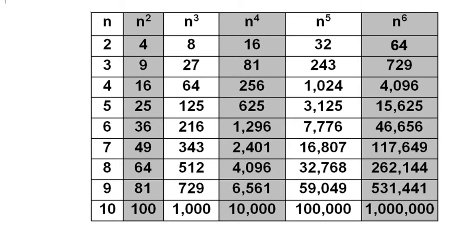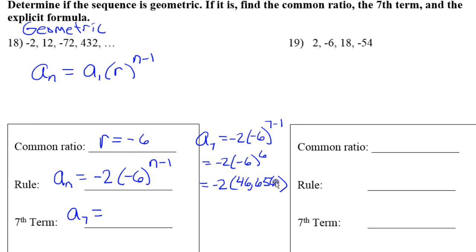Okay, am I sure that's what it was? 46,656. All right, notice it is no longer negative. When you raise a negative number to an even power, it's going to become positive. And now I will multiply by negative 2 to get my final answer, and I'll put it here.